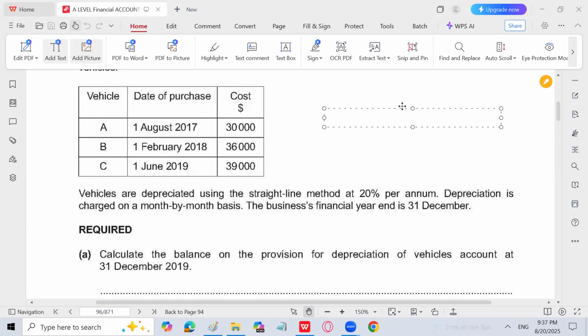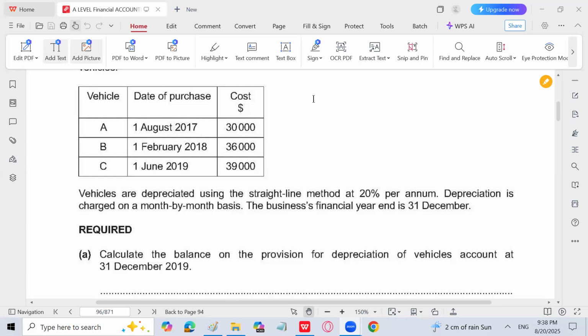So we are supposed to calculate the balance on provision for depreciation at 31st December 2019. In this question, he is not asking us to calculate depreciation only for the year 2019. He is asking us to calculate total depreciation till 2019. So it means we have to calculate depreciation for every year. So let's start from 2017.